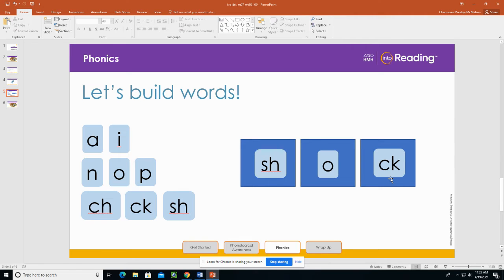Shock. Great. Now, let's change the middle sound to make the word shack. I'll replace this O with the letter A. What's the new word? Shack. Great job, everyone. Nice job building words.